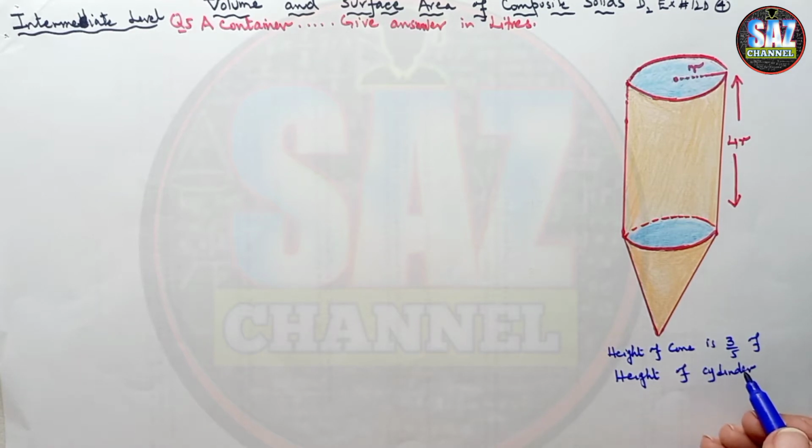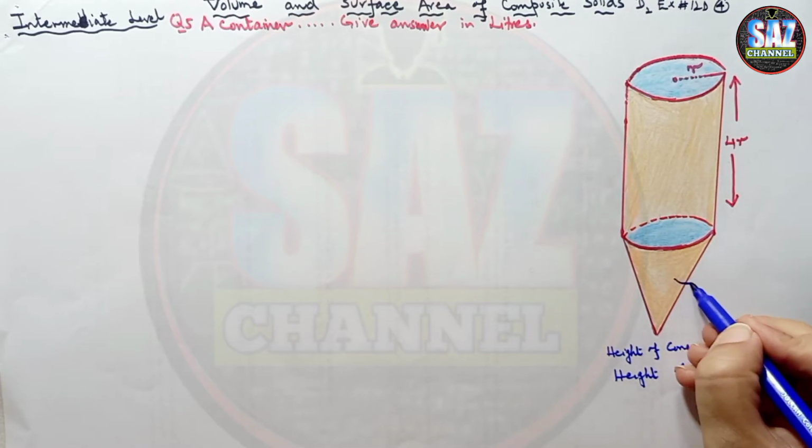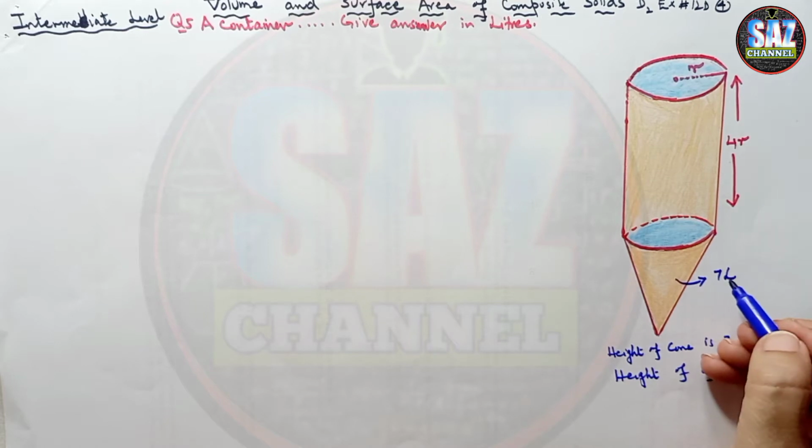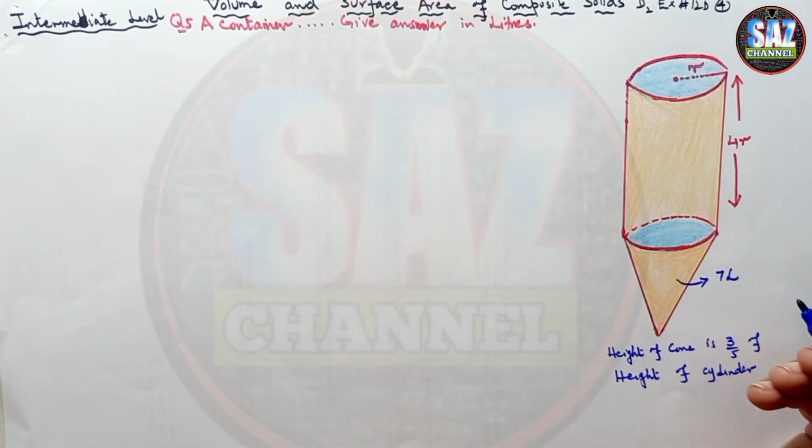And 7 liters of water is needed to fill the conical part of the container. Then we have to find the amount of water needed to fill the container completely. Give your answer in liters. Okay, let's read and understand the question with the help of the diagram.